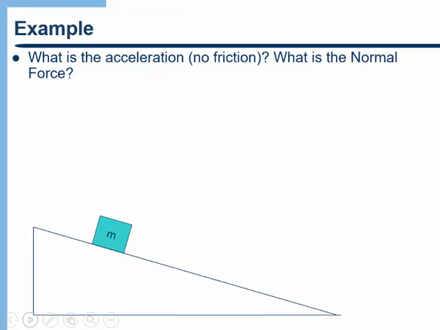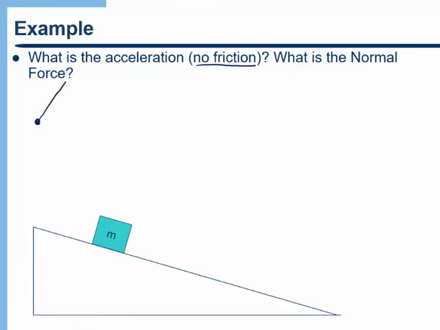Let's look at the following problem. What is the acceleration and what is the normal force for this block on the incline? Here we're going to do the problem first with no friction. Our first step then is to draw the free body diagram.